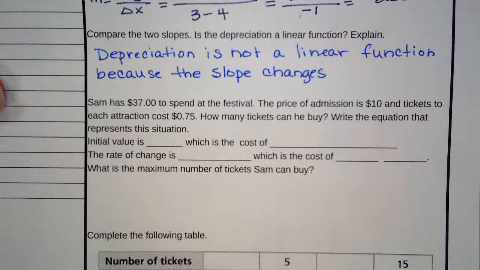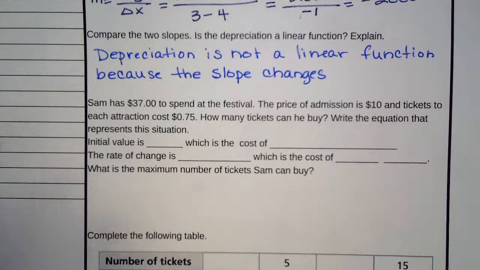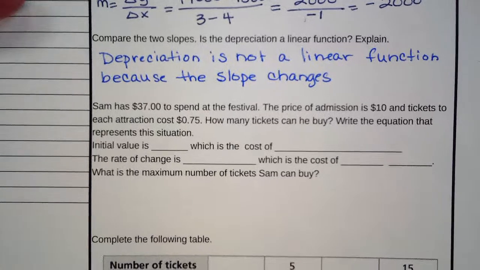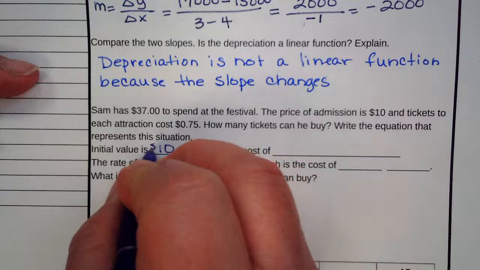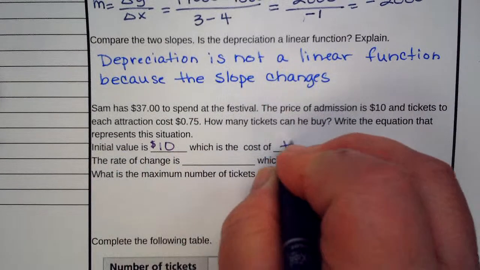Okay, Sam has $37 to spend at the festival. The price of admission is $10 and the tickets to each attraction cost 75 cents. How many tickets can he buy? Write the equation that represents this situation. So if we're looking at that initial value, what is that initial value? Before he goes into the festival, what does he have to do? He has to pay $10. So that would be your initial value, which is the cost of the admission.